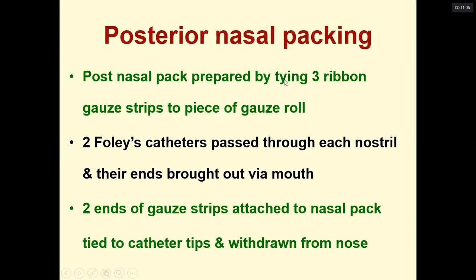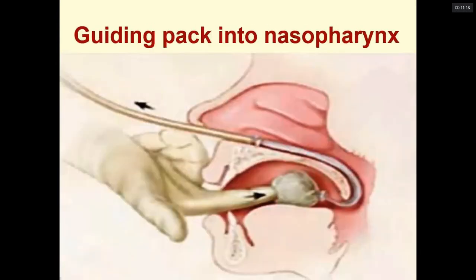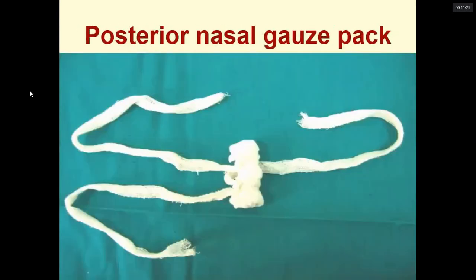The postnasal pack is prepared by tying 3 gauze strips to each. Two Foley's catheters are passed through each nostril, and their ends are brought out by the mouth. So here you get the idea. The catheters are passed, and this is the left side. The end of the catheter is tied here, and it is pulled out here, and this is the right side, and it is pulled out here, and this is in the mouth, so that while taking it out, it should be pulled out through the mouth.